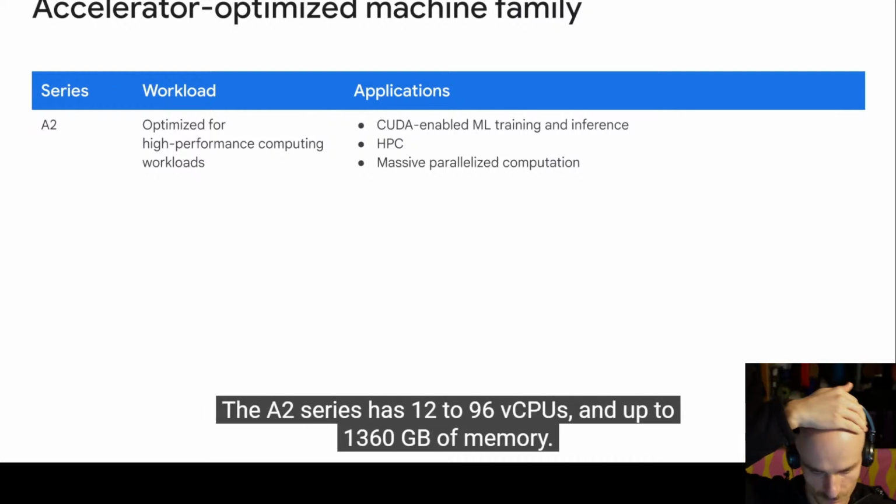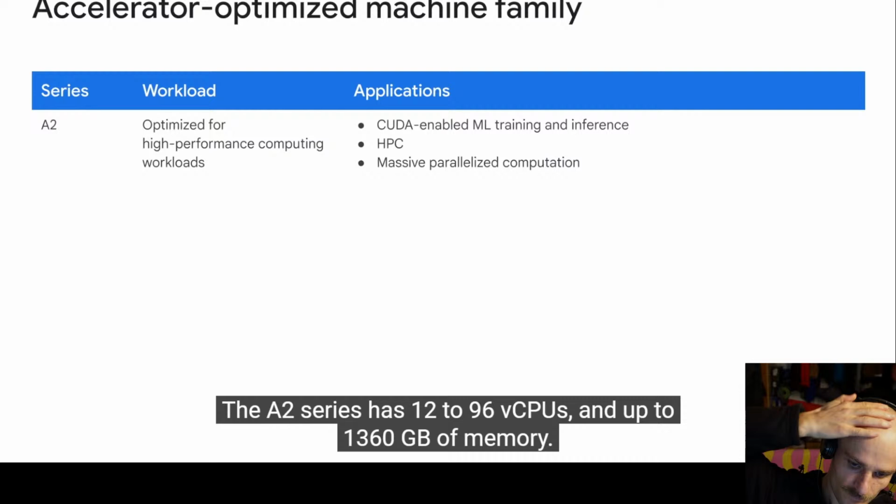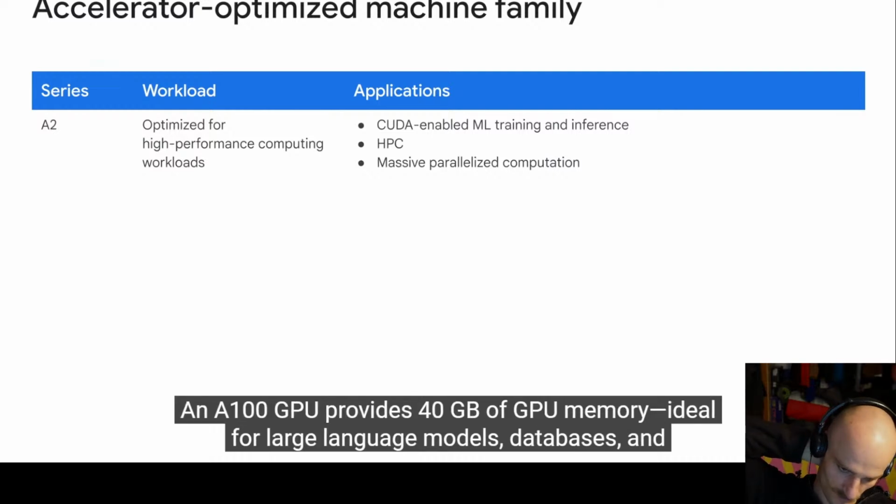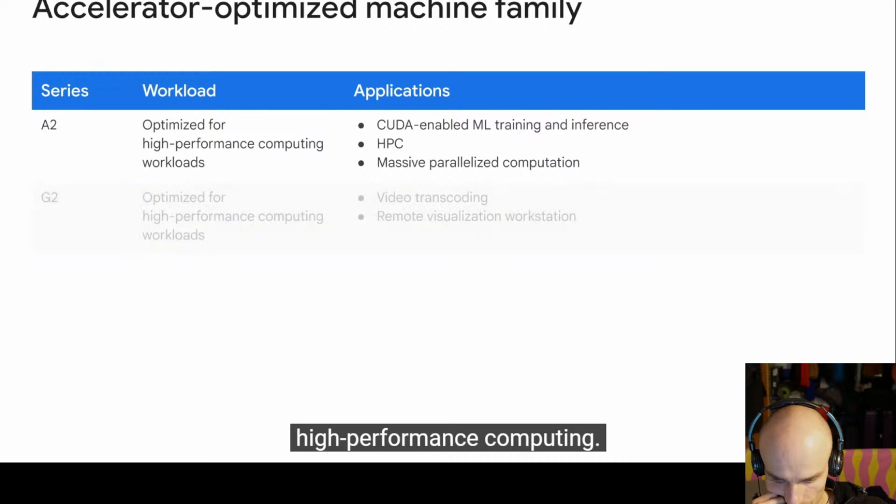The A2 series has between 12 and 96 virtual CPUs and up to 1,360 gigabytes of memory. Each A2 machine has a fixed number, up to 16, of NVIDIA's Ampere A100 GPUs. An A100 GPU provides 40 gigabytes of GPU memory, ideal for large language models, databases, and high performance computing.